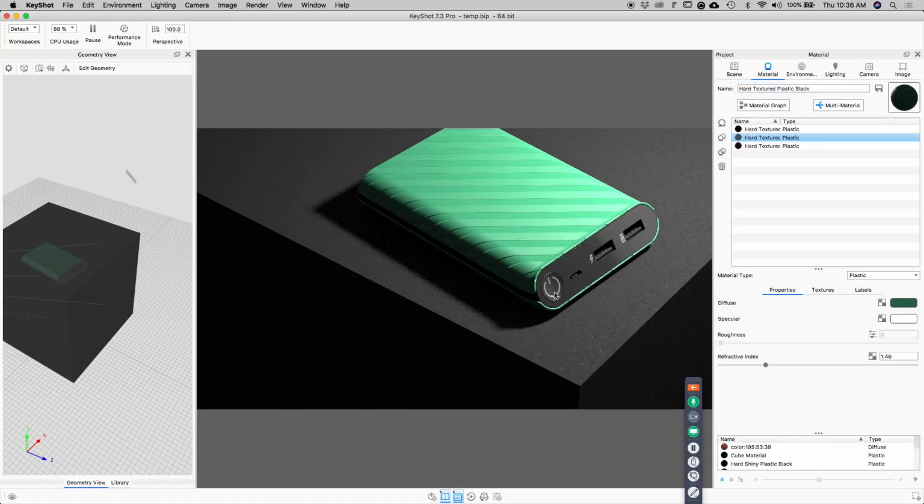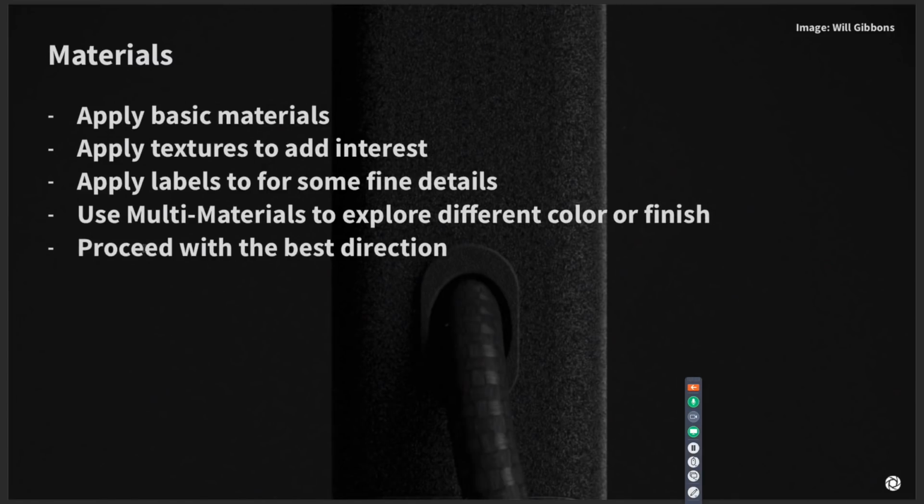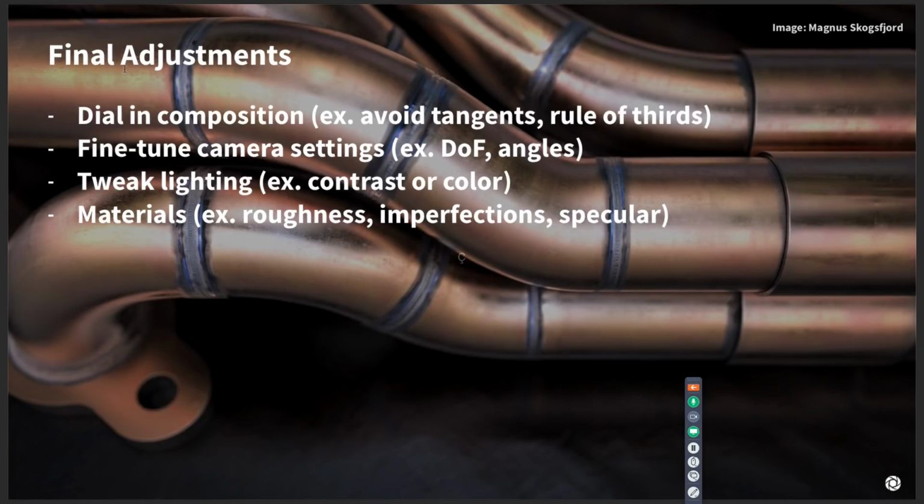And then, of course, we need to see what's next. So here we want to choose a direction and proceed. Now we do final adjustments. So this is where we dial in our composition, which means things like avoiding tangents where the edges or the silhouettes or horizontal or vertical lines seem to come very close to being collinear. That's very distracting to the eye. We can also play up the rule of thirds or have more kind of white space or whatever we need to do. We can also say maybe rotate our product, whatever we need to do to kind of make it more interesting.